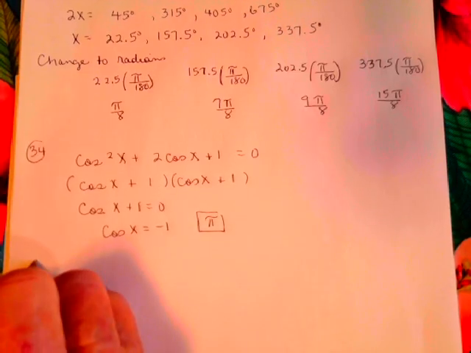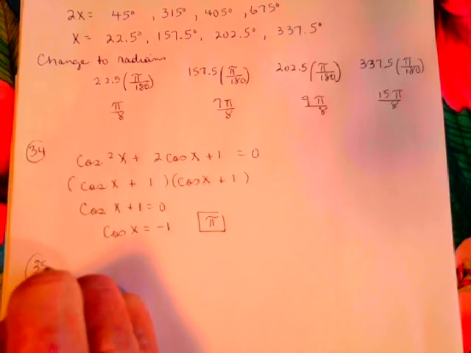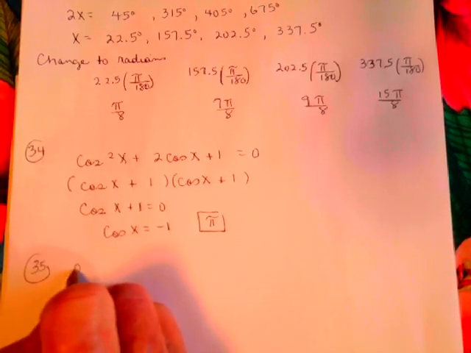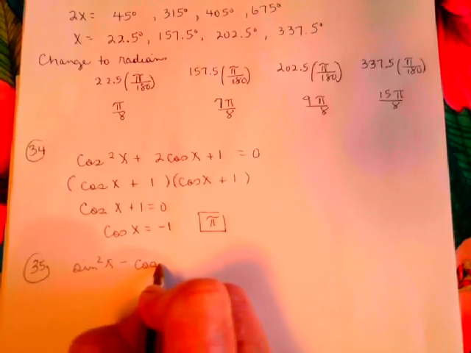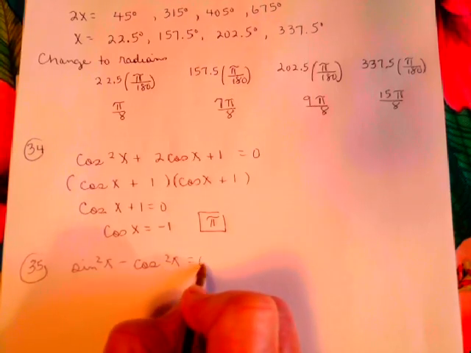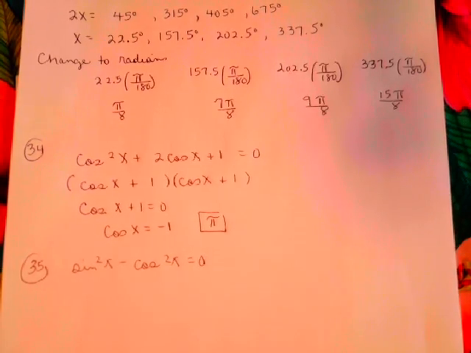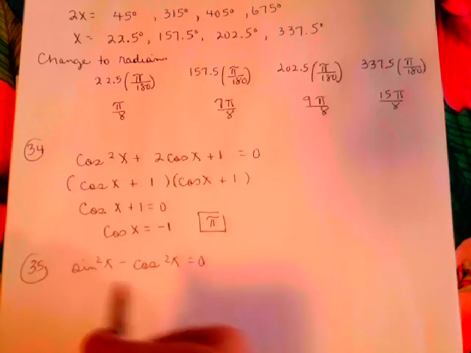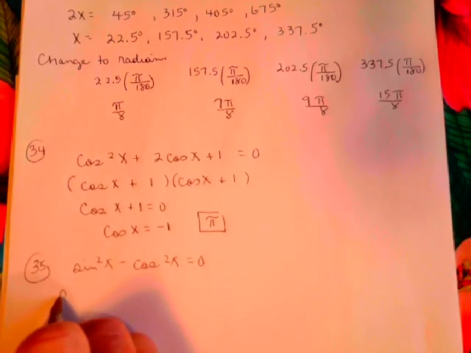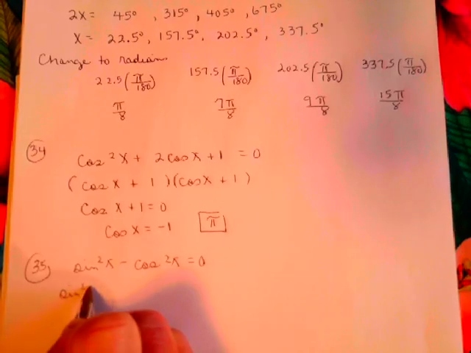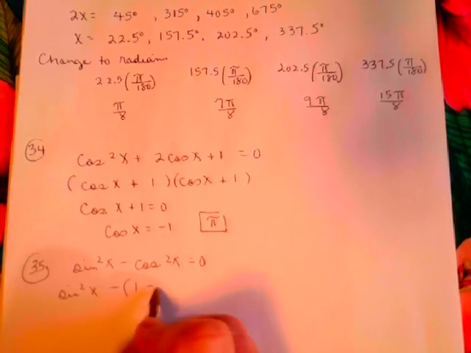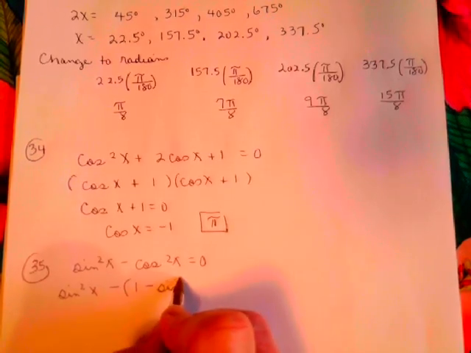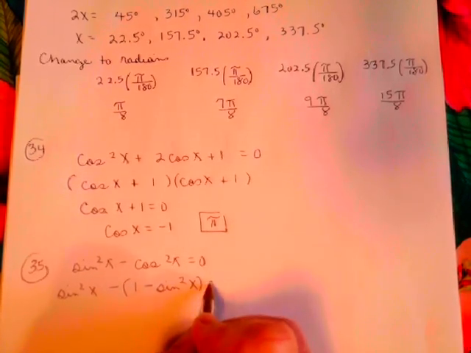Number 35. Sine squared of x minus cosine squared of x equals 0. I want to know for what angles is that true. That's what it means when it says solve this. I need to have this in terms of one trig function. So I'm going to change that cosine squared to 1 minus sine squared.